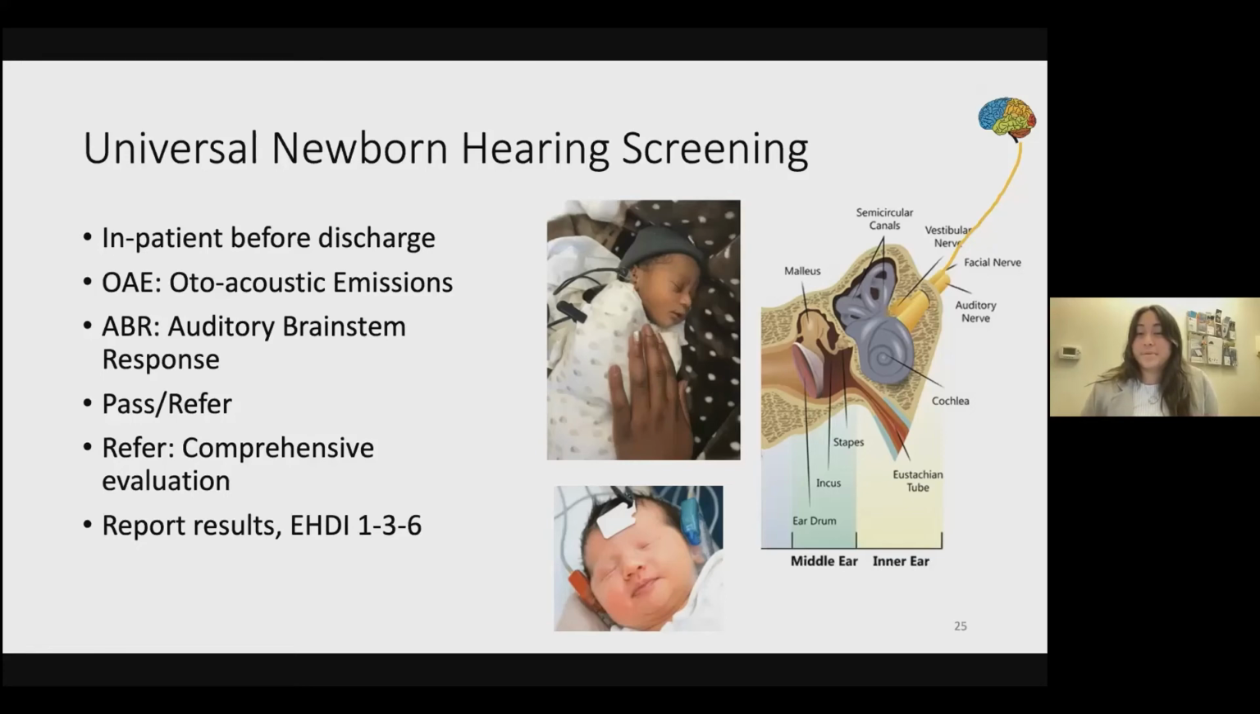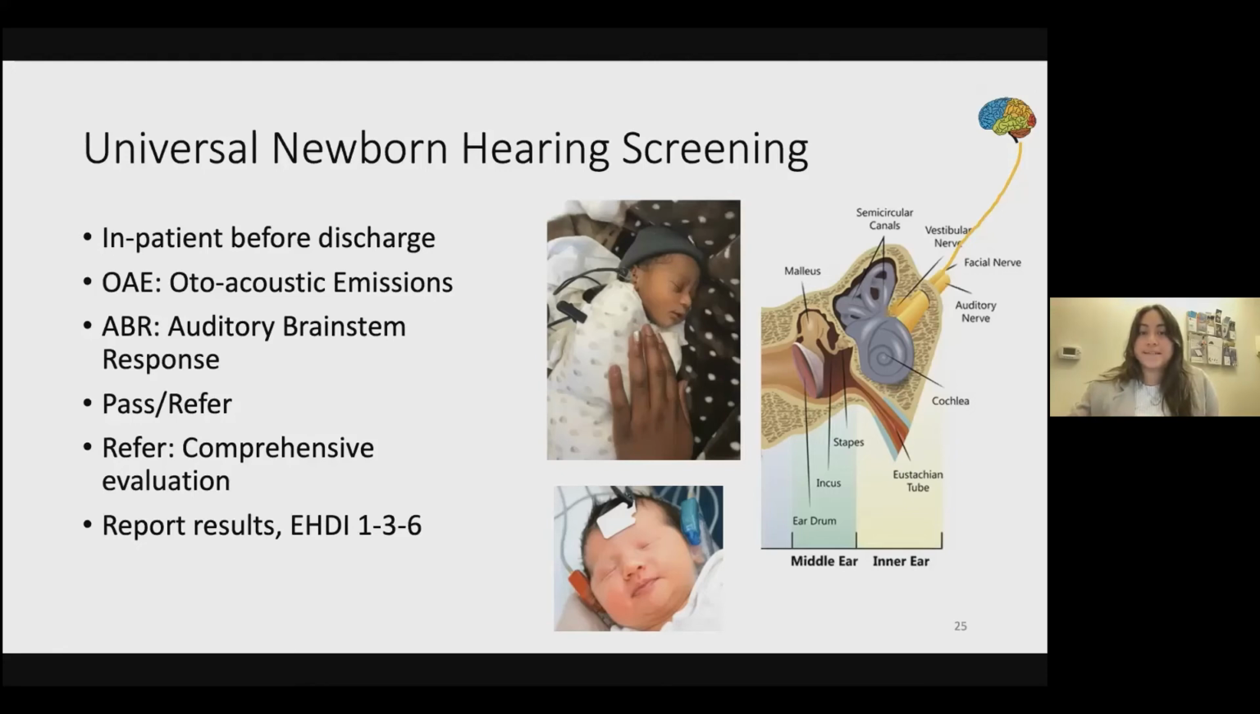And the sensitivity is about 90 to 100%. So meaning newborn hearing screenings are able to correctly identify a child with a hearing difference 90 to 100% of the time. And the specificity is 94%. So 94% of the time, kids that have typical hearing pass the newborn hearing screening.